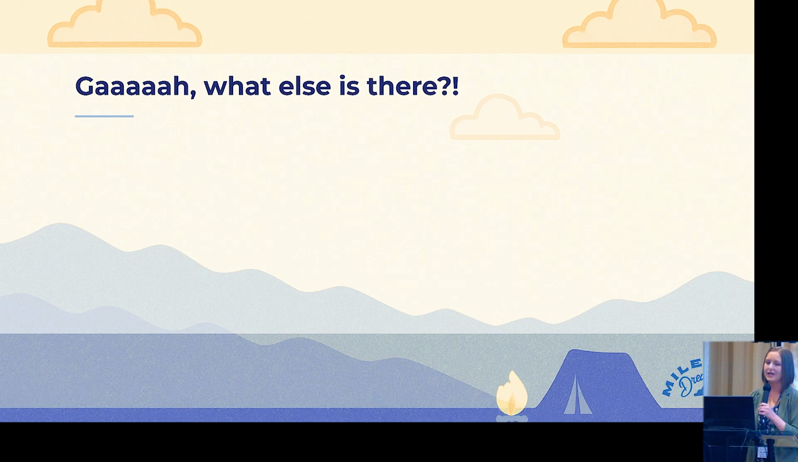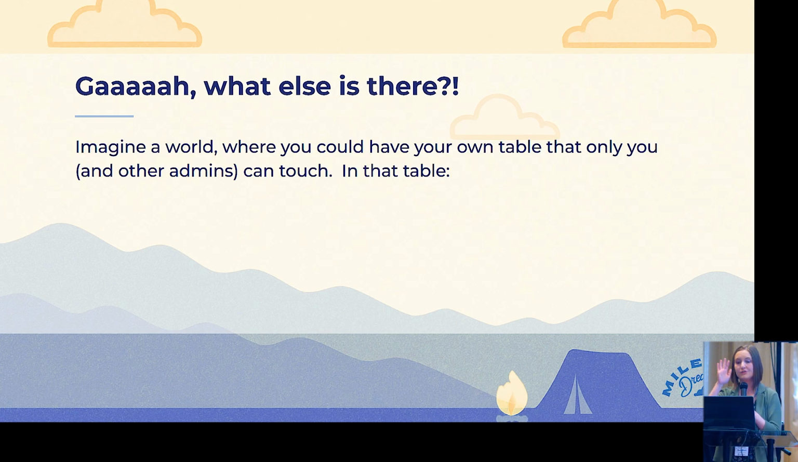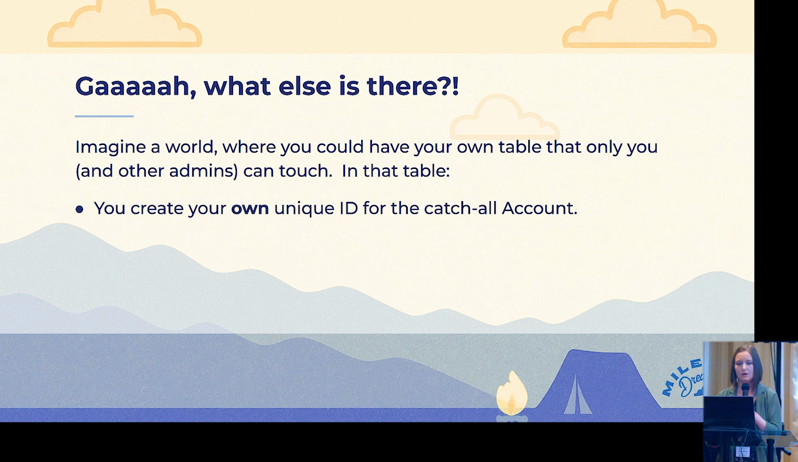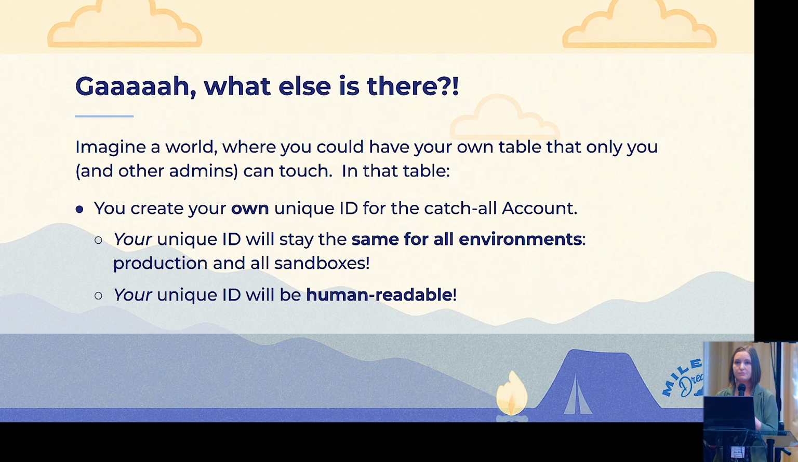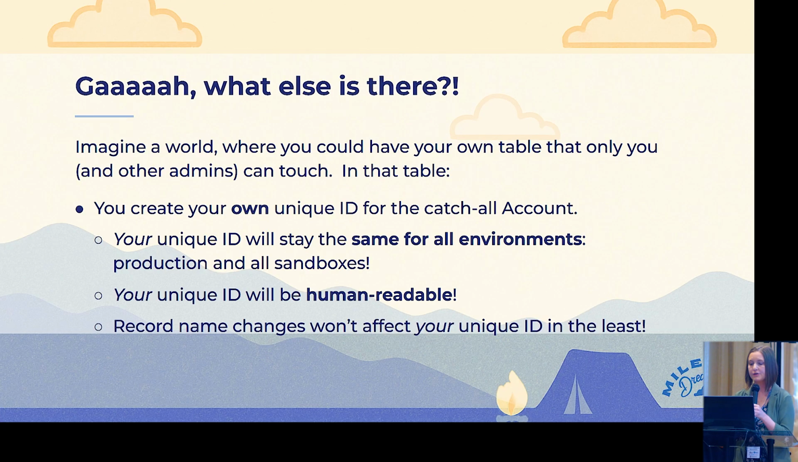All right, so what else is there? We can't do names, we can't do IDs. Imagine a world where you could have your own table that only you and other admins can touch. And in that table, or feel free to think of it as an object if that's easier, same thing, you can create your own ID for the catch-all account. Your unique ID will stay the same for all environments. Doesn't matter if you're in production or sandbox, it will always be the same. Your unique ID won't just be a collection of random characters and numbers, it's going to be human-readable. It'll actually mean something to you as you're building this config. And record name changes, most importantly, won't affect your unique ID in the least.